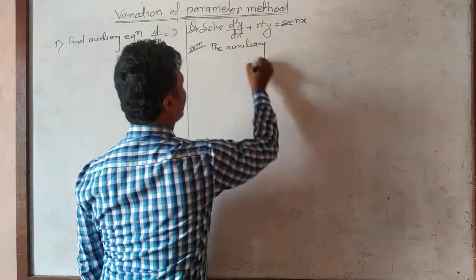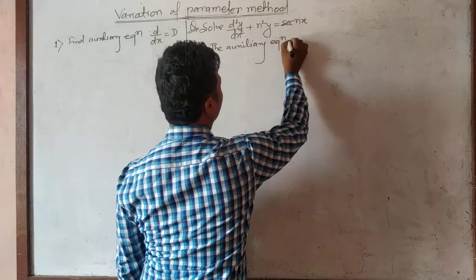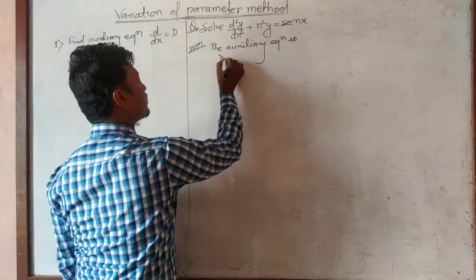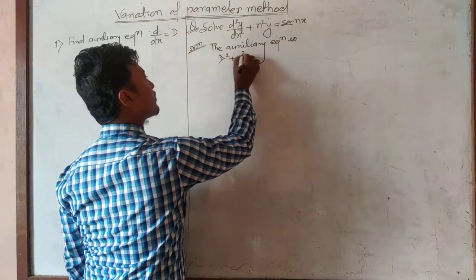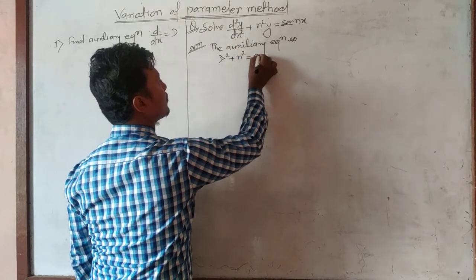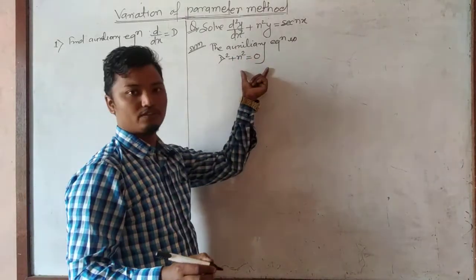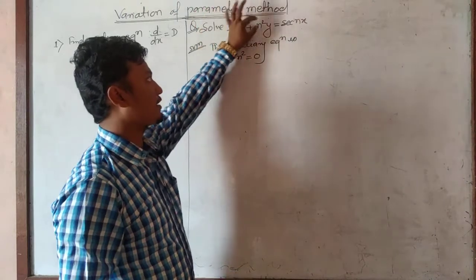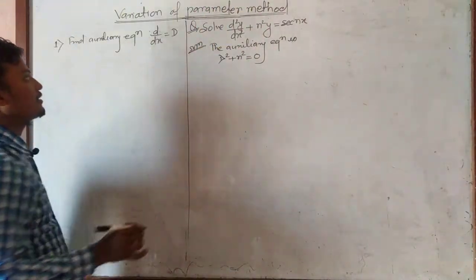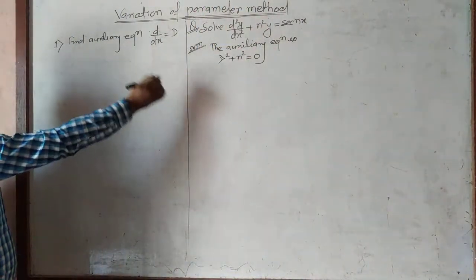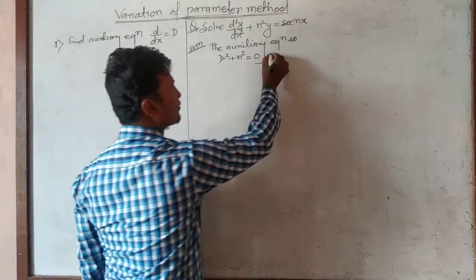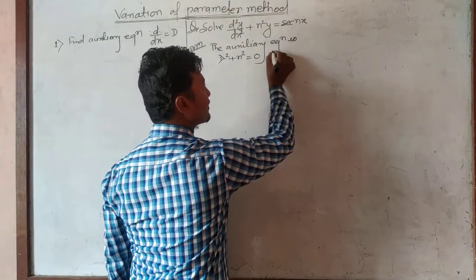So the auxiliary equation here is D square plus n square equal to 0. Always we have to write the 0 here. Okay. So for these two I am taking y as a common. Then after this, when we write this, we will solve. We will find the exact value of D.